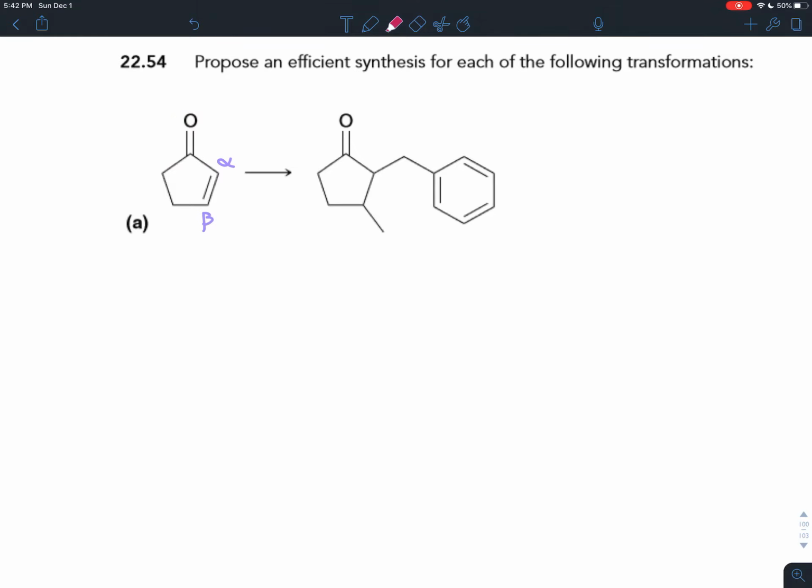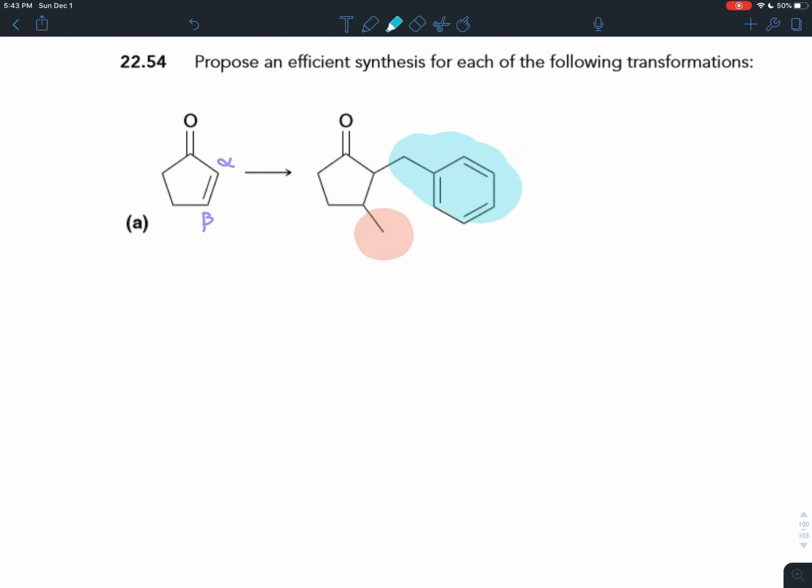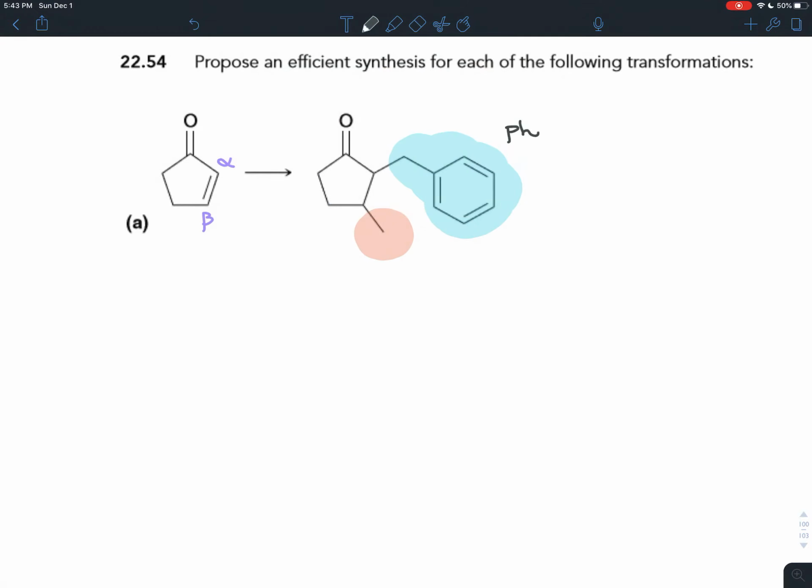So let's think about what we want on the alpha position and the beta position. We have a methyl group on the beta position. We have a benzyl group. Remember, when benzene is a branch, it's called phenyl, when it's just the ring. But if it's the benzene and the benzylic carbon, so benzene and one other carbon, that's called a benzyl branch. So we have a methyl group on the beta carbon, a benzyl group on the alpha carbon.